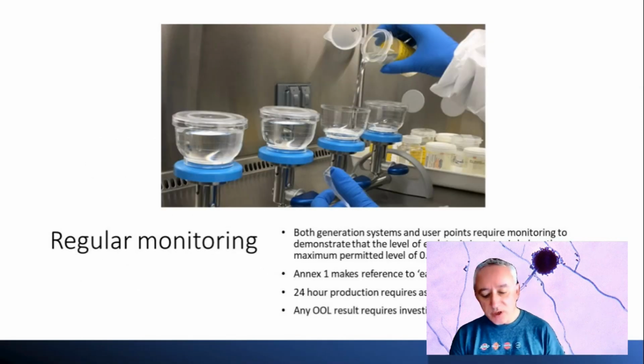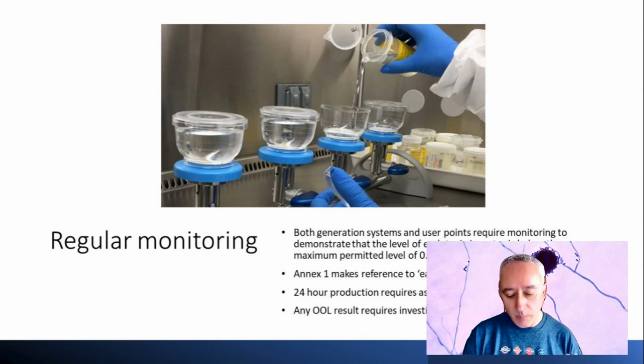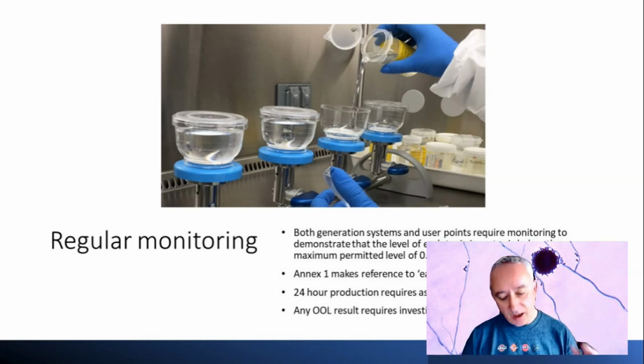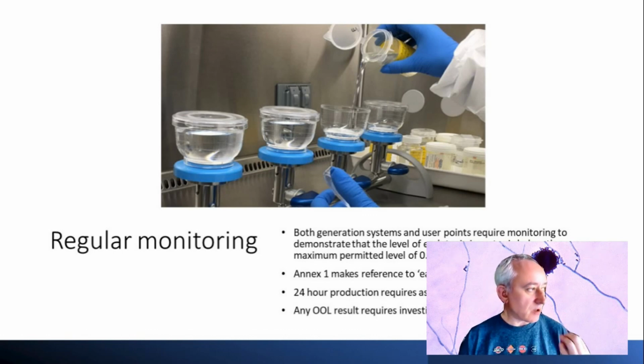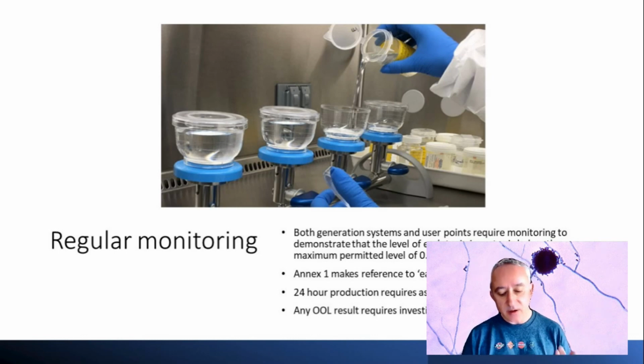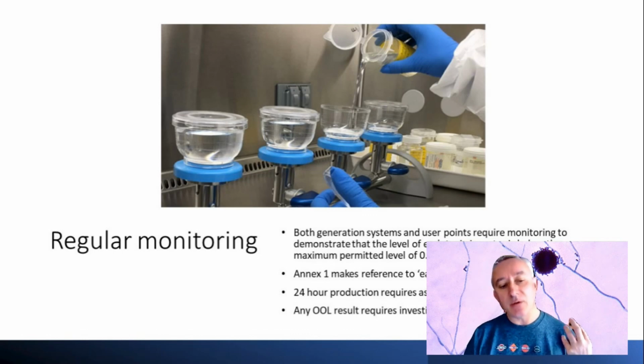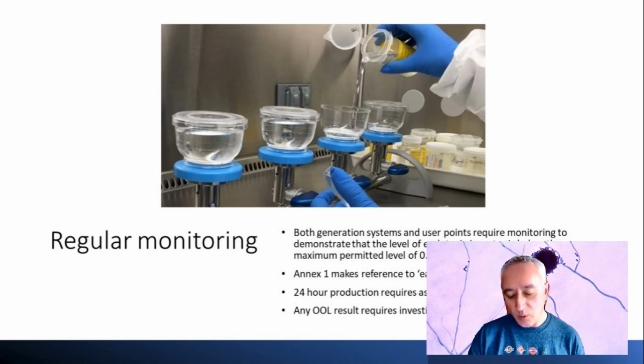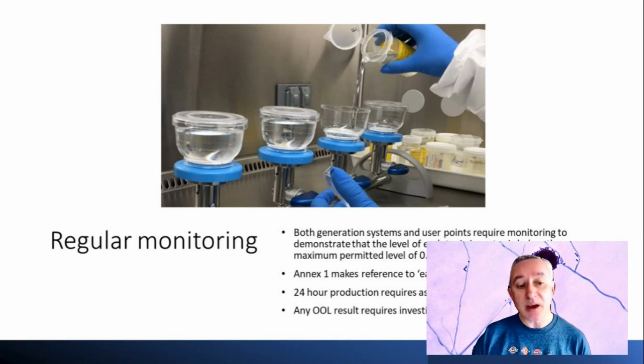With any assessment of water systems, it's important to undertake regular monitoring, both of the generation system, of user points, and particularly of supply and return. We want to understand bioburden and endotoxin. Annex 1 is directing us, for those involved in sterile products, towards regular assessments. The inference there is that if the water is used every day, it should be monitored every day. And again, if we have 24-hour production, we need to make sure that we're sampling at different times of usage in order to get that full picture of the water system and any risks. Of course, it goes without saying that any results over action require investigation.